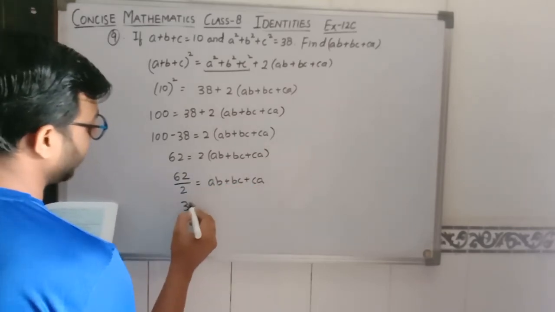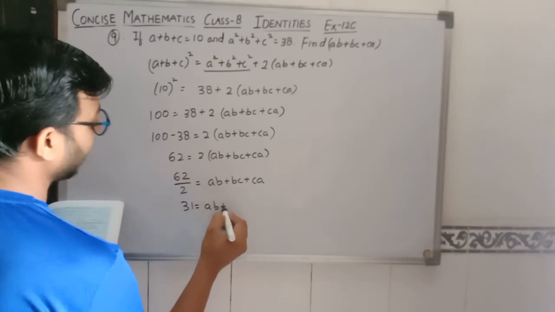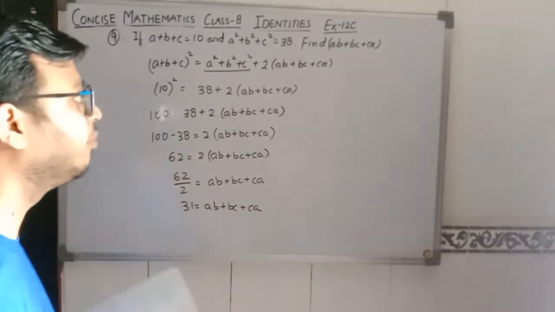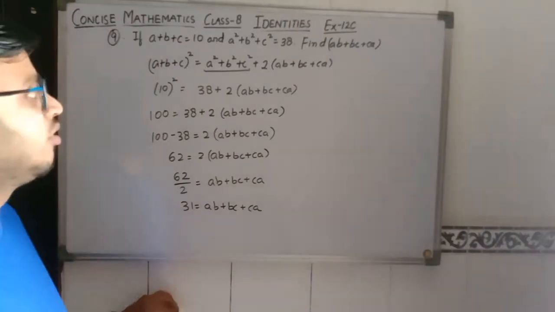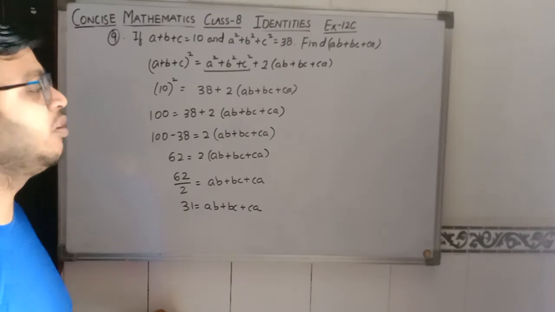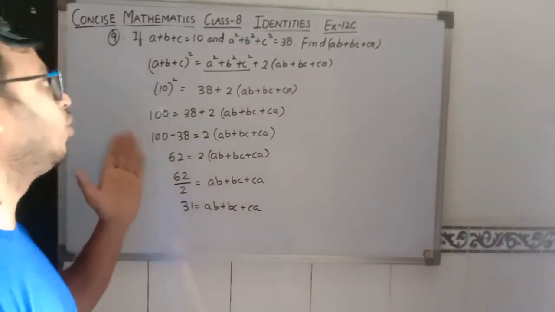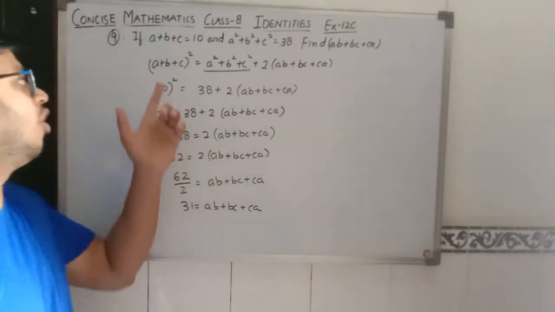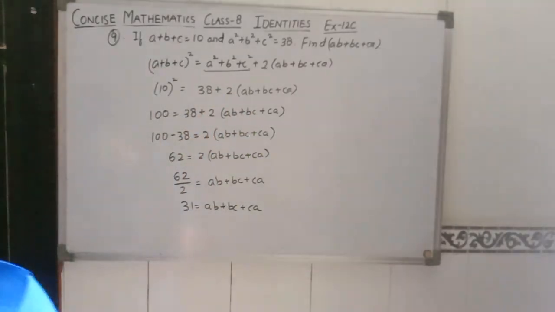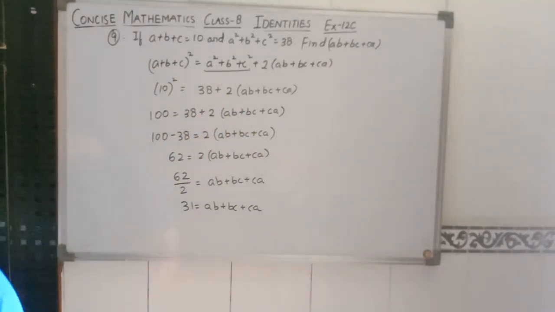So the result will be 31. That is the final answer of question number 9. So again the procedure is the same, but the identity has changed now, because a plus b plus c is given and a square plus b square plus c square is given. So it means we have to apply the identity of a plus b plus c whole square. So this is question number 9.